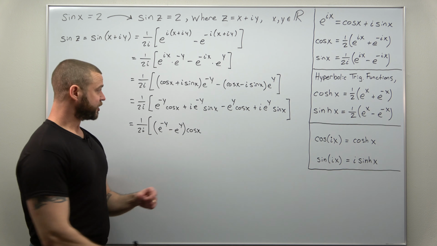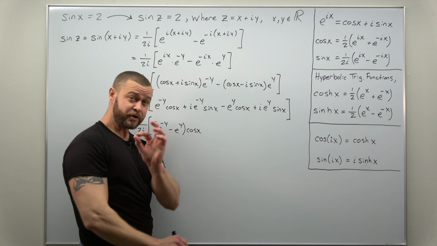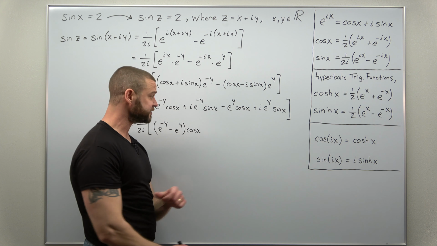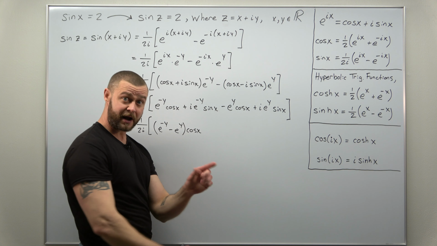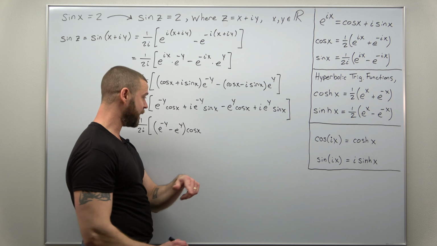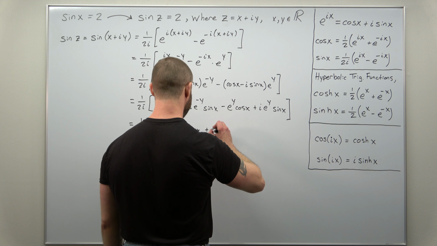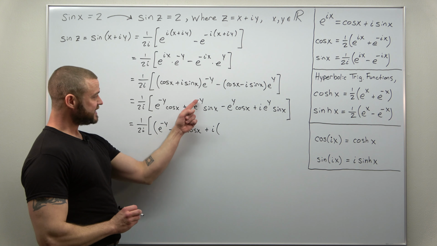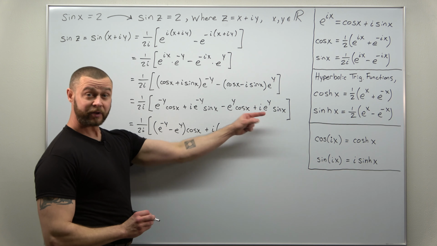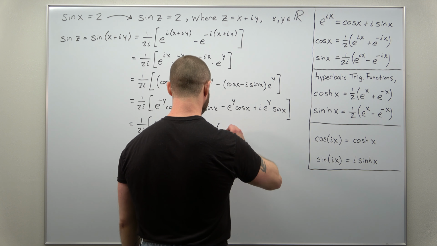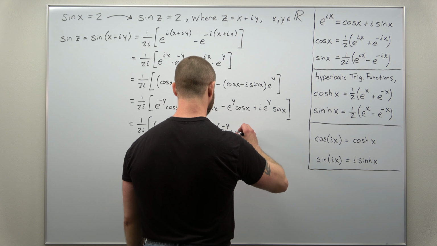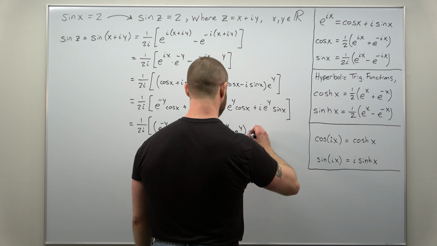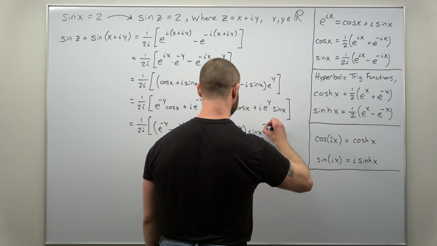For your sine of x terms, your second and fourth terms, you can actually do a little bit better than just factoring out sine of x. You can actually factor out an additional factor of i as well. So let's do that. And it looks like you'll have in parentheses e to the negative y plus e to the y. And that is multiplying sine of x.